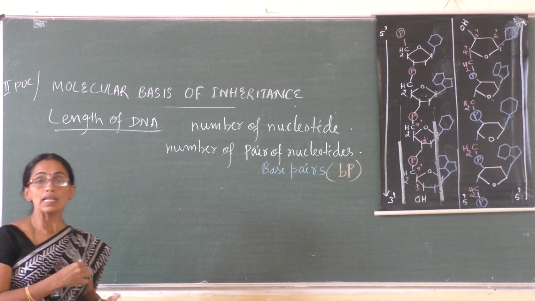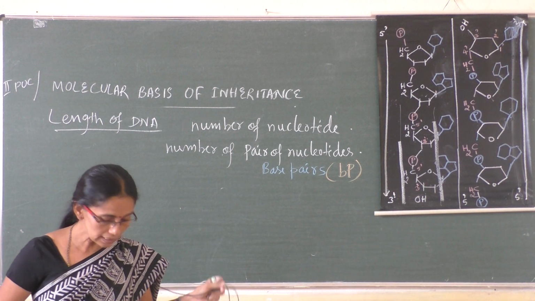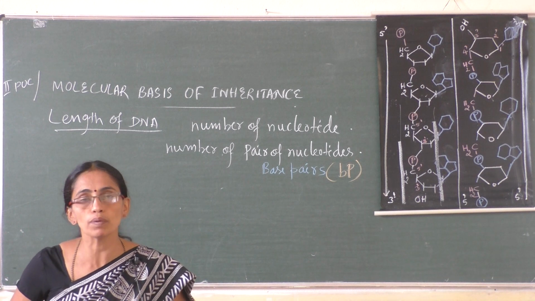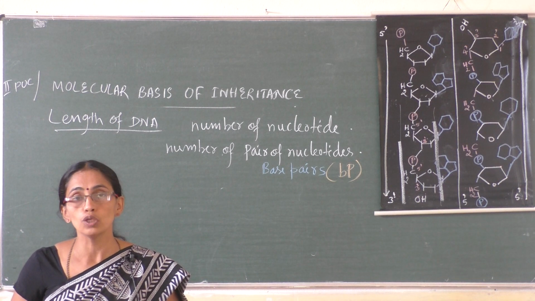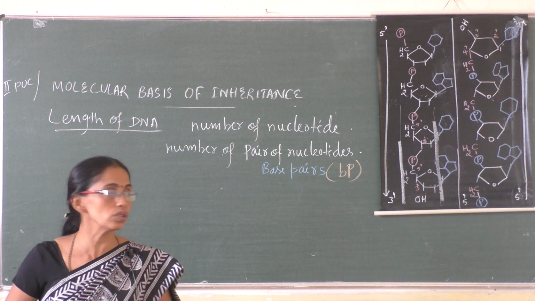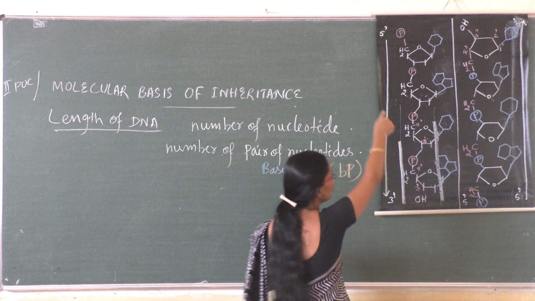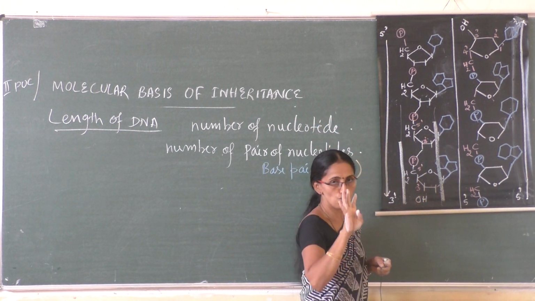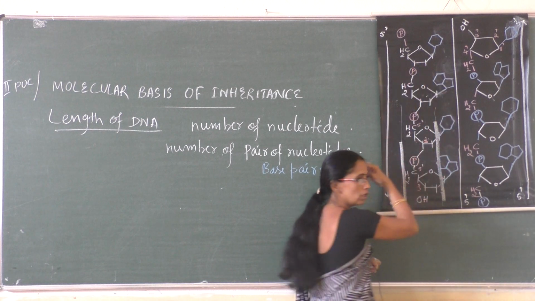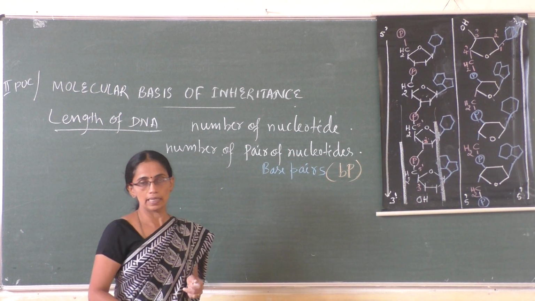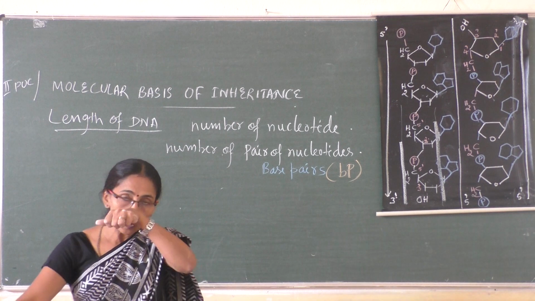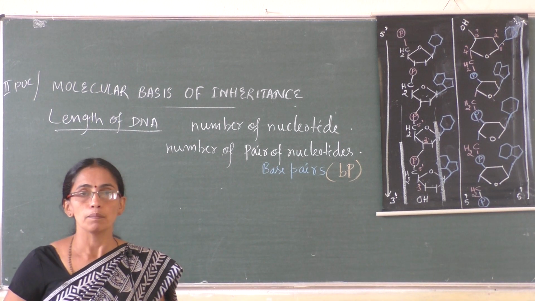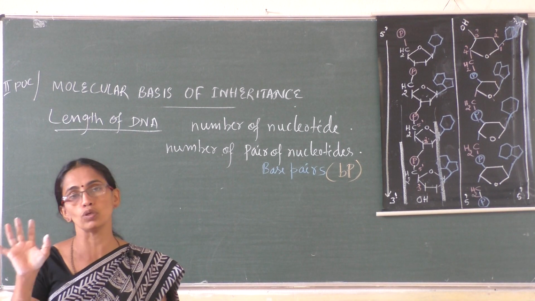DNA. Length of DNA is explained by telling the number of nucleotides. So nucleotide, what is this? Now this polynucleotide chain is with how many nucleotides? 4. 1, 2, 3, 4. So length of the DNA is always defined by telling the number of nucleotides.